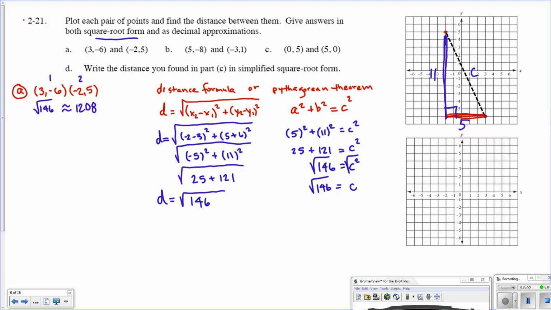Okay, let's look at B now. Now you can choose whichever method you feel more comfortable with for this problem. We're looking at the point 5, -8, and the point -3, 1.